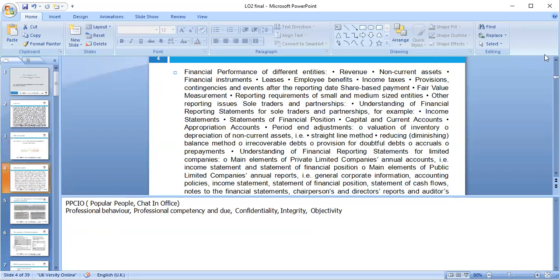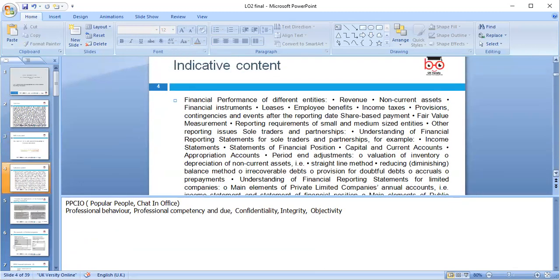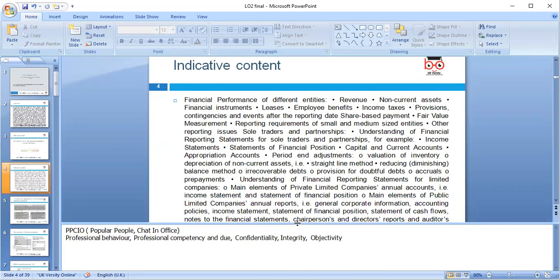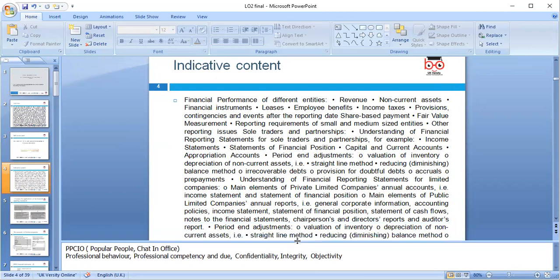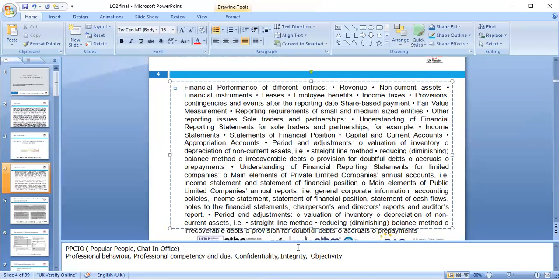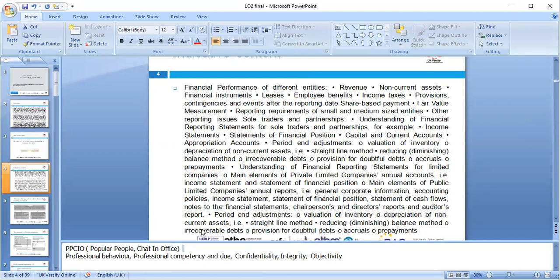Okay, guys. So today's lesson is indicative content. What we're supposed to learn is the financial performance of different entities, revenue, non-current assets, leases. These are the keywords we'll cover in our lesson, along with period end adjustments, how we can do the inventories, and the different depreciation methods we'll discuss. That will all be key in our discussion.